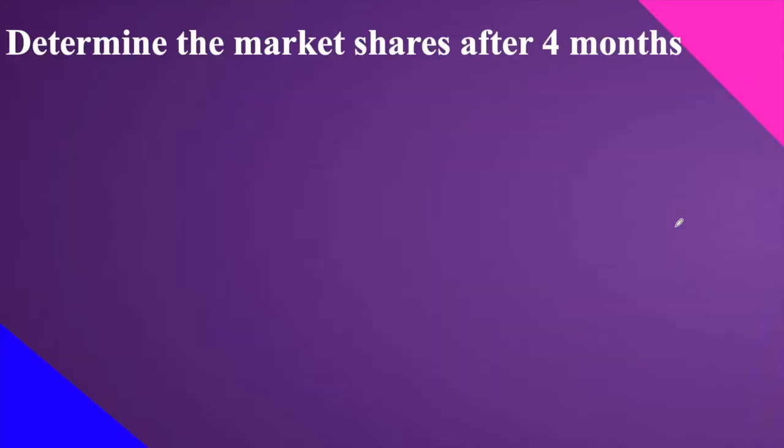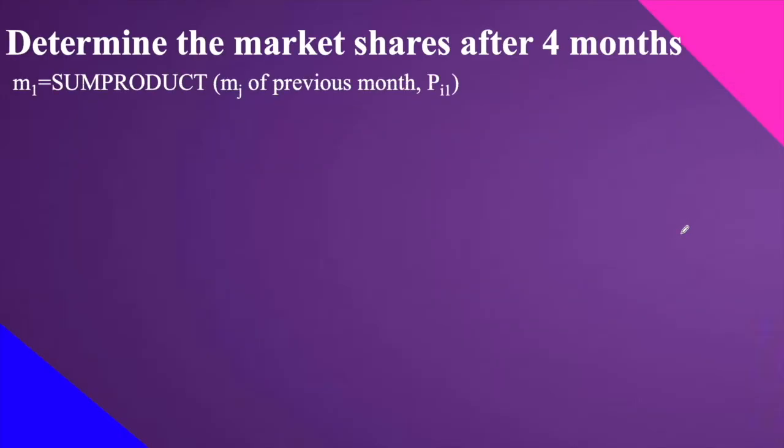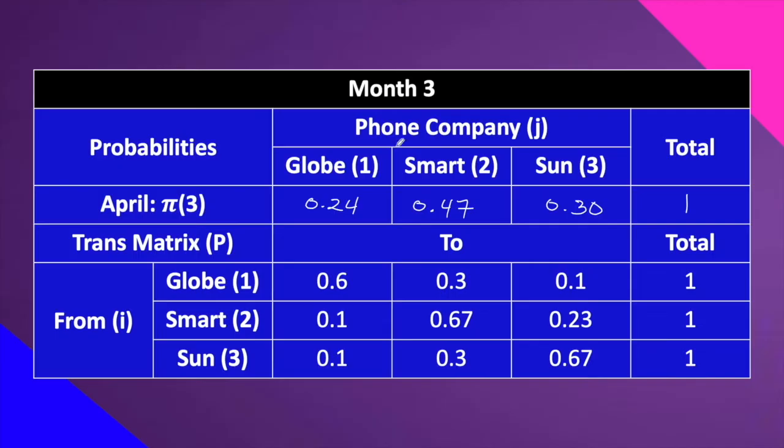Next natin is to determine the market shares after 4 months naman tayo. So, paulit-ulit lang po natin na gagawin yun, no? And mamaya, makikita nyo kung what is the purpose of this. So, M sub 1 is equivalent to some product of M sub J of previous month and the P sub I1. Ito po yun. No? So, meaning to say, we will have this 0.24 times 0.6.